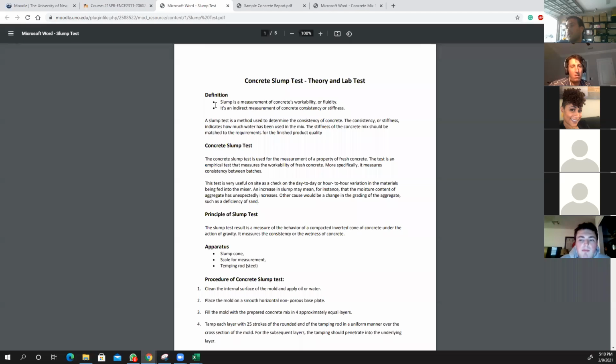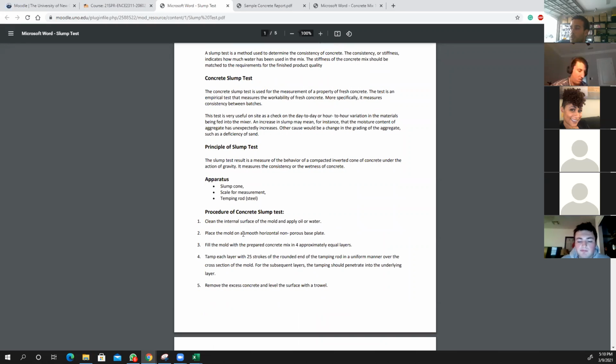The report tells you the definition of slump, the concrete slump test, the equipment used, and the procedure, step by step. You just summarize it, and you observed in the first lecture how to perform the slump test.